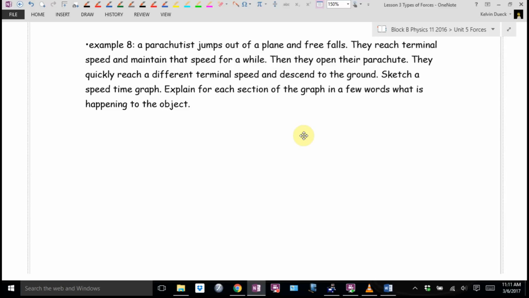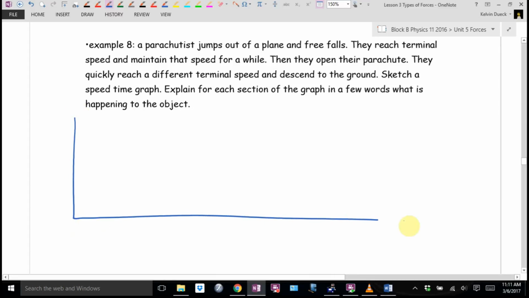By the way, the reason I kept saying speed is if I had said velocity, what direction are you traveling the entire time when you're jumping out of an airplane? Yeah. And so if I did that, we would have to be negative below the x-axis all the time, and I just didn't want to do that. So we're going to sketch a speed versus time graph. This is going to be a really rough sketch, and it's a sketch, not a full graph. I'm not going to put a title. I'm not going to label it with a scale. Just a sketch.